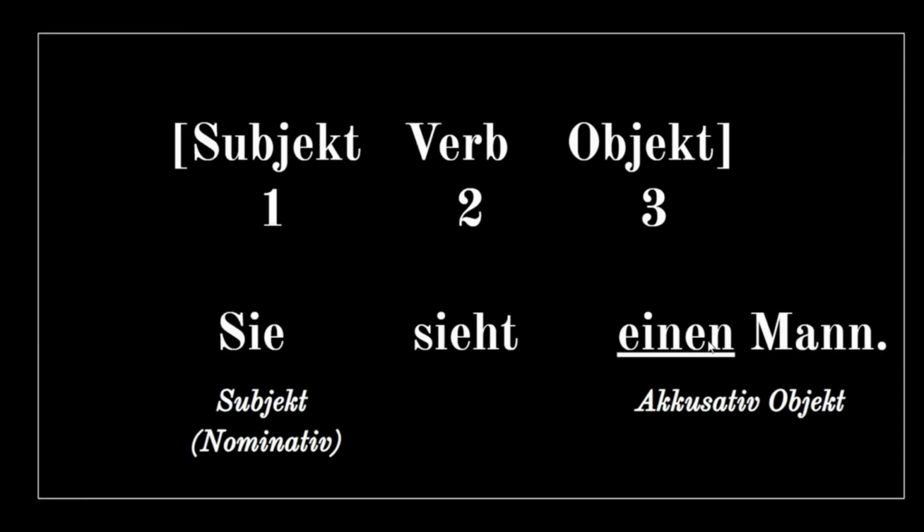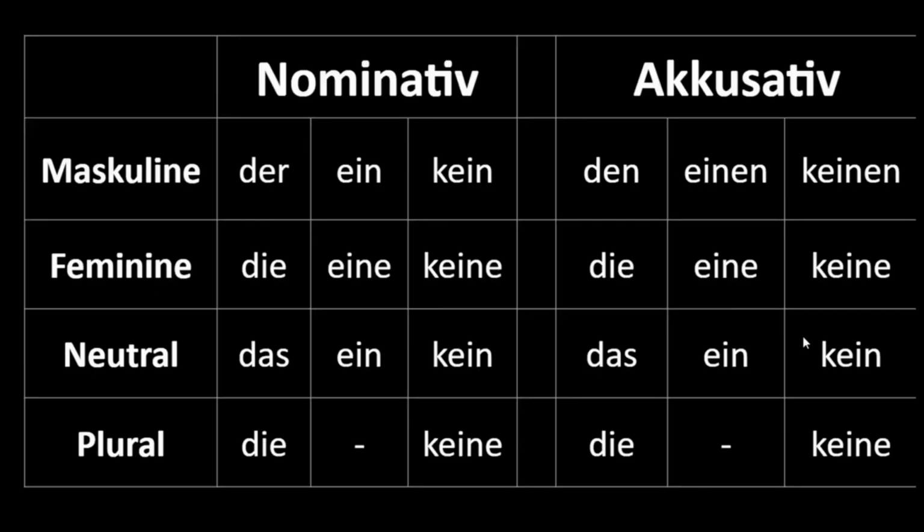Sie sieht einen Mann. She sees a man. Now, how did I put einen here? First of all, I know that Mann is masculine, and then I also know it is singular. Then I want to know the case. In order to know the case, I see that it is a person, and that's why I ask the question whom to the verb. Sieht means sehen, that is to see. See whom, sieht wen. Is there any answer? Yes, the answer is Mann. See the man. Now I know that it is accusative object.